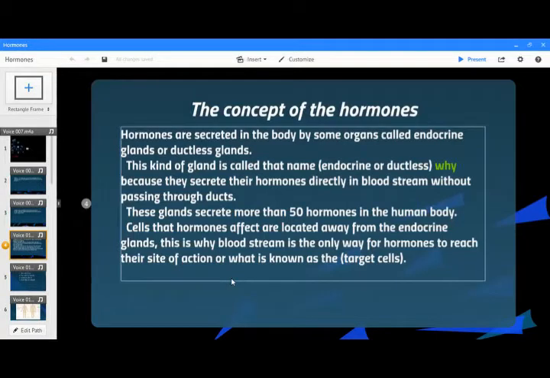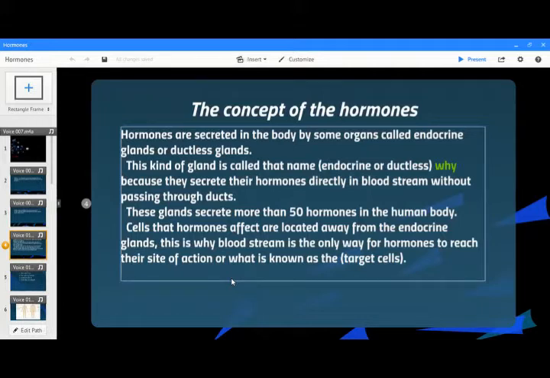Because each hormone has a target cell. For example, I have a hormone for mammary glands, and I have a hormone for reproductive organs inside your body. So there is a long distance between the glands and the target cell that you need the hormone to affect or to use. That's why it secretes the chemical substance called hormone in the bloodstream. Then the bloodstream takes these hormones to the target cell.